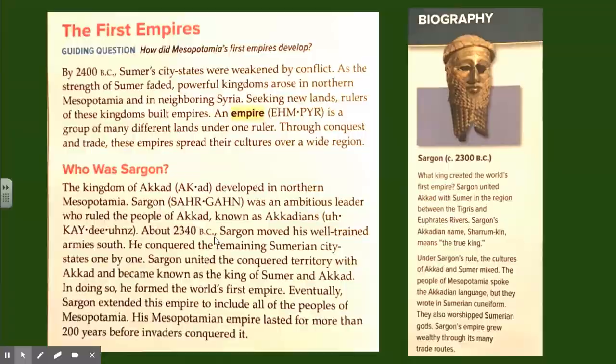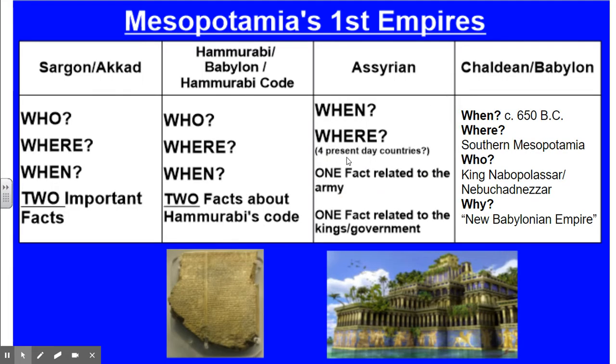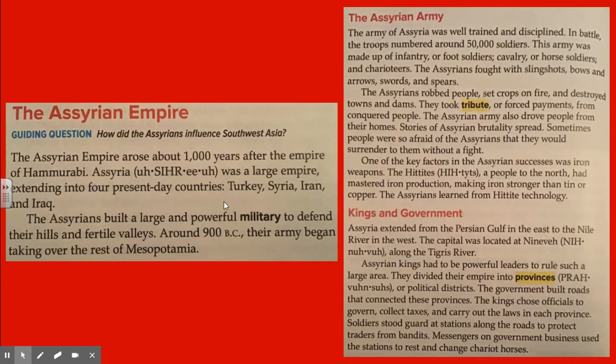Okay, now for this box where it says where, 4 present-day countries, I actually gave you a clue. The 4 present-day countries are listed right here. So the Assyrian Empire would have been around modern-day Turkey, Syria, Iran, and Iraq. Those 4 are specifically mentioned right there. And while I'm here again for the key facts, you have the entire army paragraphs right here. I said you need to give me one good fact about the Assyrian army and then one good fact about the kings and or the government. You don't have to write me one about kings and one about government. I just meant from the same area. So that's the rest of that chart.